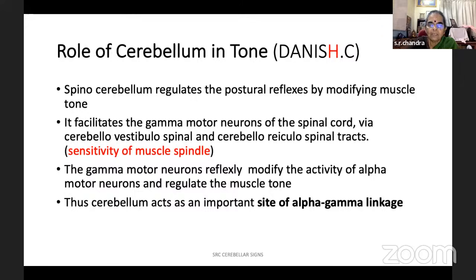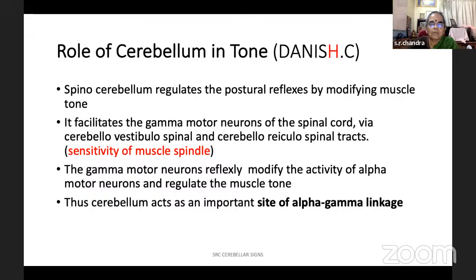All of us know there is an intrafusal fiber. The intrafusal fiber has gamma motor neuron connections. And this gamma motor neuron will decide, when the muscle is stretched, at what point it will activate the extrafusal fiber. So the alpha motor neuron will activate the extrafusal fiber. And at one point the muscle will contract. So at what point it contracts and activates the extrafusal fiber is called the sensitivity of the muscle spindle. That is done by the cerebellum.